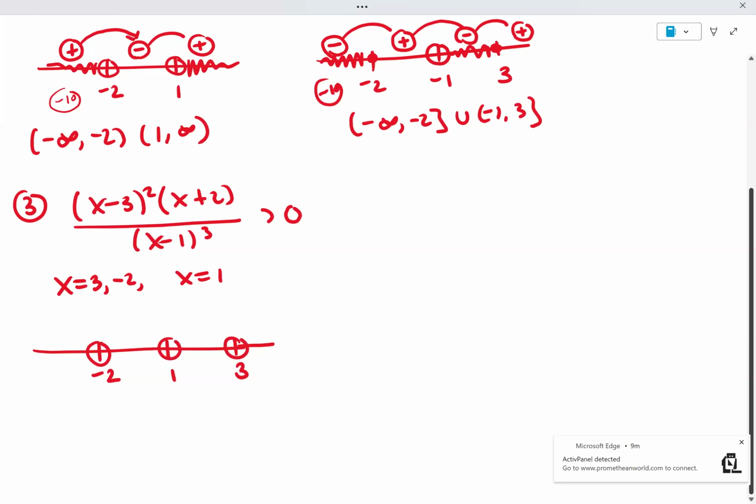And now I'll pick my classic number, -10. Now, -10 minus 3 is -13, but squared is a positive. -10 plus 2 is -8. And -10 minus 1 is -11, cubed is a negative. So those signs multiplied and divided will become a positive.